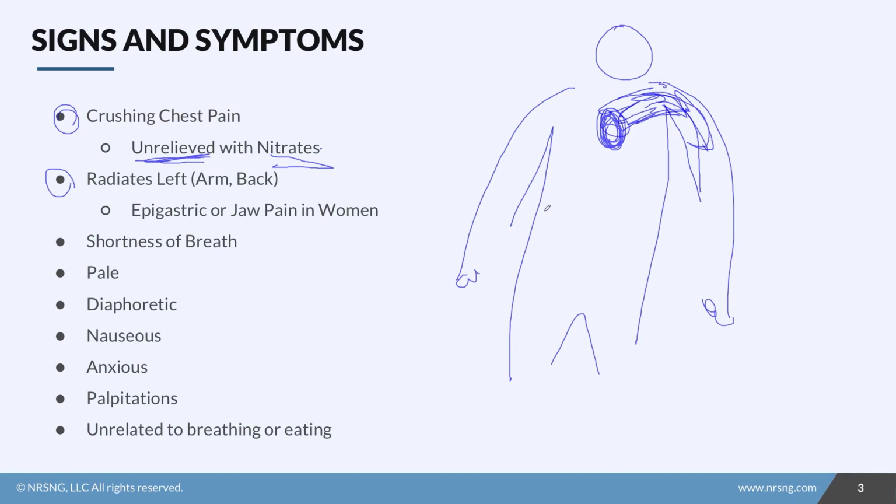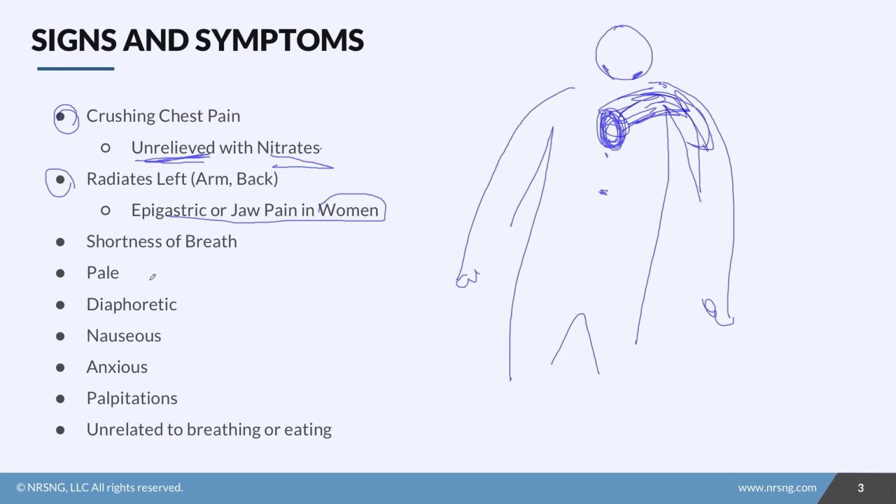In women, it can also present differently. Sometimes they might have epigastric pain, or they might feel like they are having heartburn, or they might even complain of jaw pain. So those are some of the differences we'd see between a male patient and a female patient who might be experiencing MI.